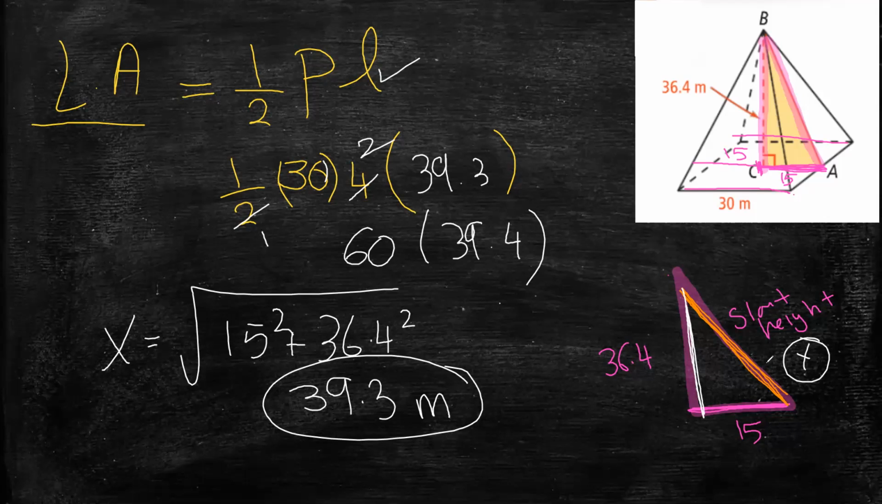So the lateral area of this pyramid in Italy was 2,362 meters squared. Is it clear? Yes, teacher. Can you explain the L again?